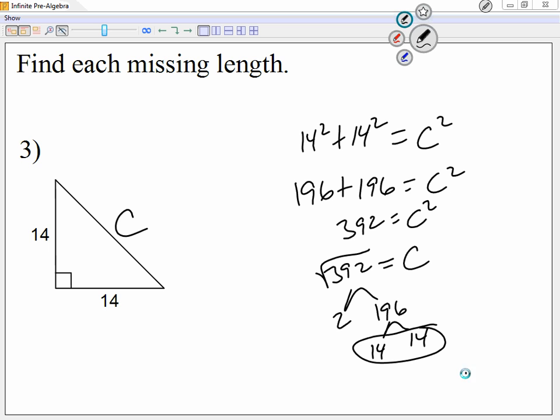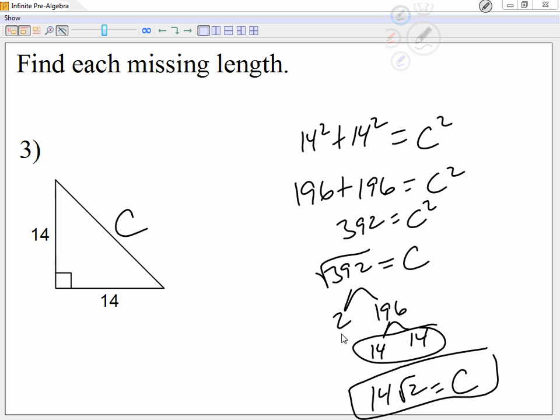So I'm going to say c, in this case, is 14 radical 2. There's the group of 14, and then there's the single 2. Groups go out, singles stay in. And we talked about this last week. So once again, simplify your radicals if you can. Any questions for the first 10?